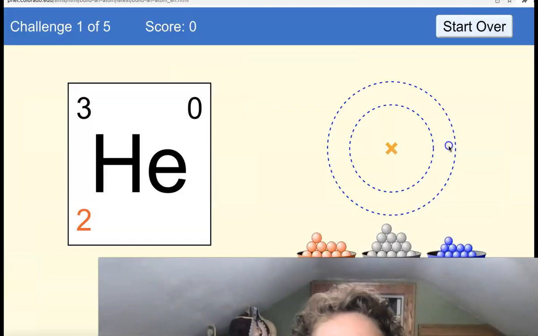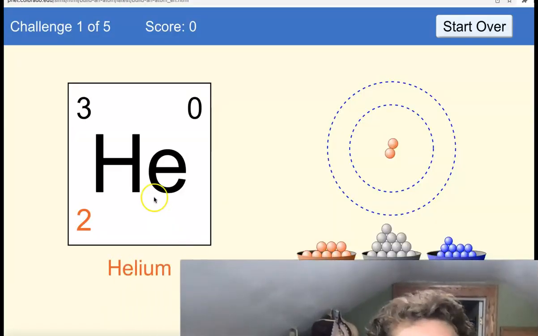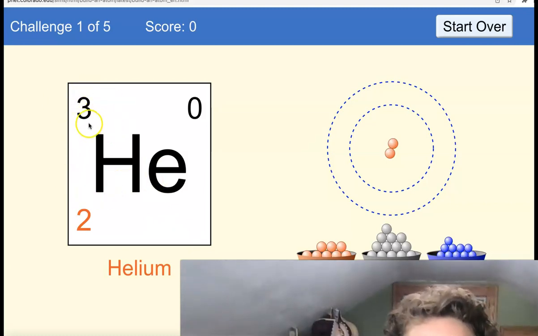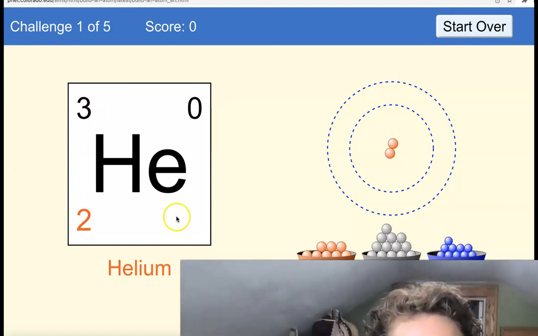Okay, let's play level 4. So this time we have helium, and we have to build helium. So we know we have 2 protons, and I know that from looking at the lower left-hand corner, that's the atomic number, that's the number of protons. I know the number of neutrons because the atomic mass here is the number of protons plus the number of neutrons. Or I can take the atomic mass minus the number of protons, and that gives me the number of neutrons. So I can add 1 neutron here.